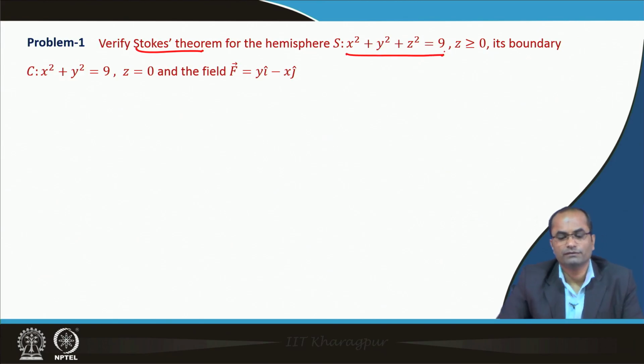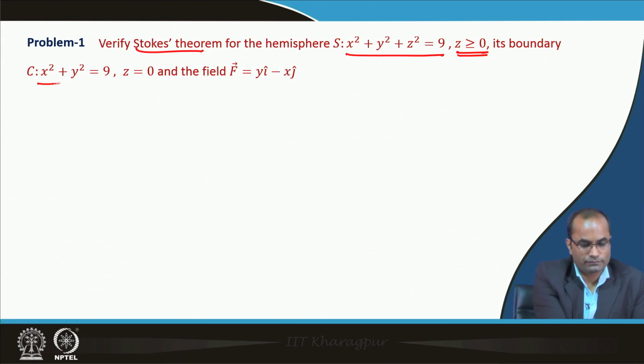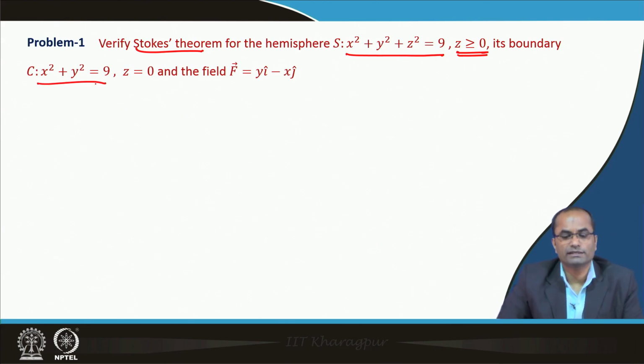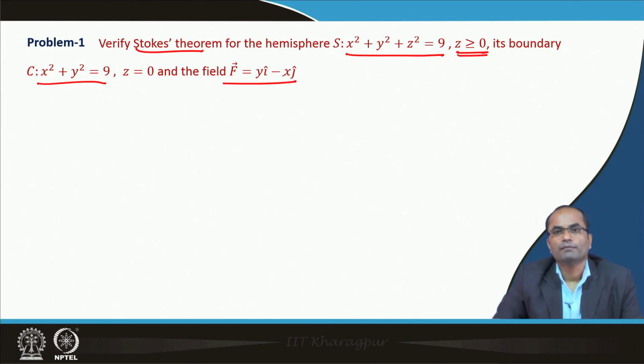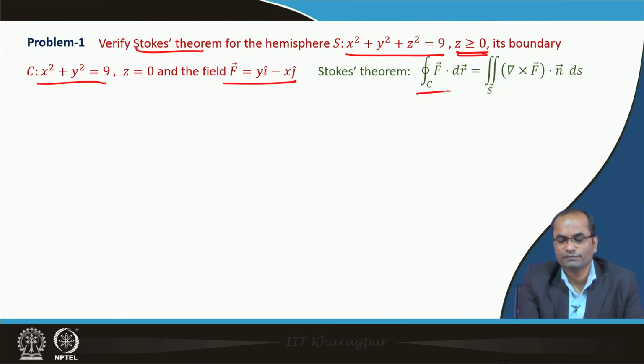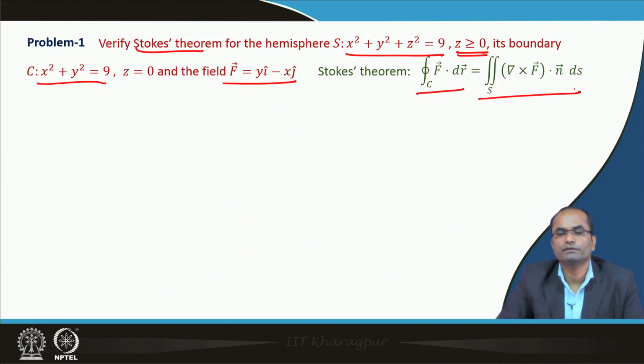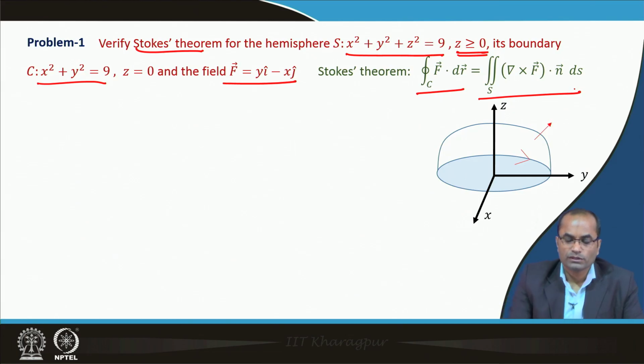This is the hemisphere for z greater than or equal to 0, the upper part above the xy plane, and its boundary is x square plus y square equal to 9 on the z equal to 0 plane, of course on the xy plane. The vector field is given by y i minus x j. To verify the Stokes theorem, we need to verify the curve integral and the right hand side, the surface integral. We already know how to compute the surface integral. So this is the situation here.